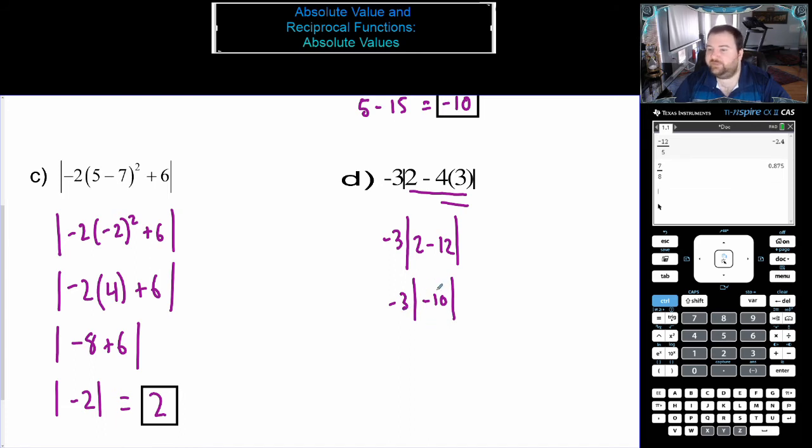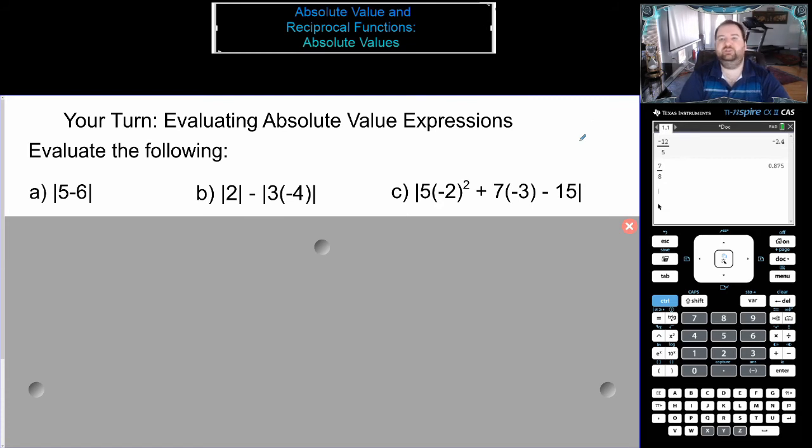Now we can deal with this bracket here. So absolute value of negative 10 is 10. And now we multiply. Negative 3 times 10 is negative 30. So again, we're just following the order of operations, and as long as we do that, we're going to be golden, in good shape. Okay, your turn. Give these a shot. For those of you on YouTube, pause the video now and come back when you're done.